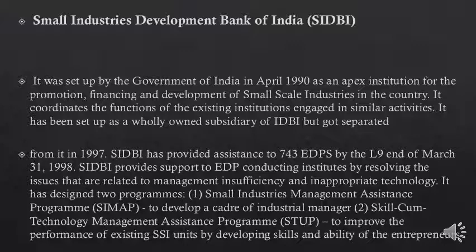First is the Small Industrial Management Assistance Program, now called SIMAP. What is SIMAP? SIMAP is to develop a cadre of industrial managers, meaning developing and upgrading the skills of manager-level persons. Second is the Skill cum Technology Management Assistance Program. It improves the performance of existing SSI units by developing the skills and abilities of entrepreneurs. It promotes small scale industry units and develops them through different types of EDP programs. These are the two main programs of SIDBI, conducted at various levels.